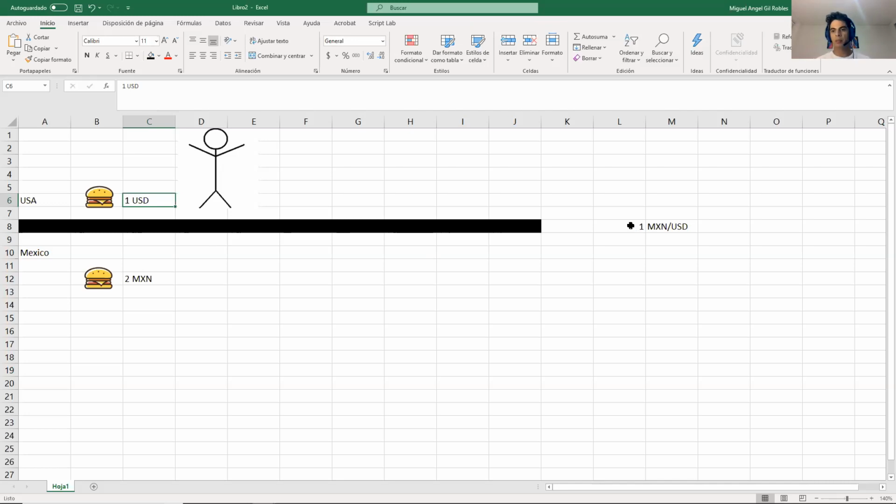So where will I buy my burger? In the US. So not only me, but other people will move to the US to buy their burgers over there. So what do you think will happen to the American dollar? There will be more demand, right? More demand for the dollars.